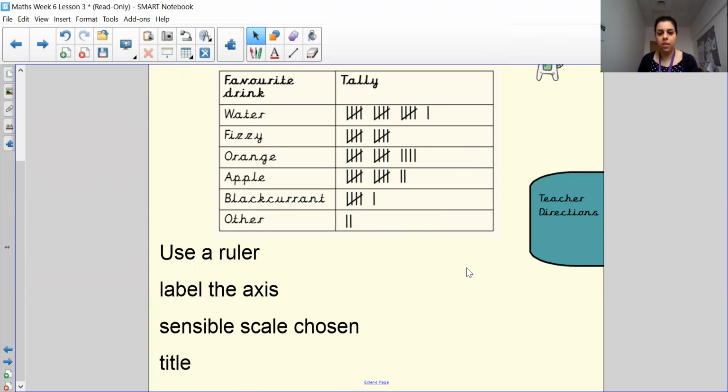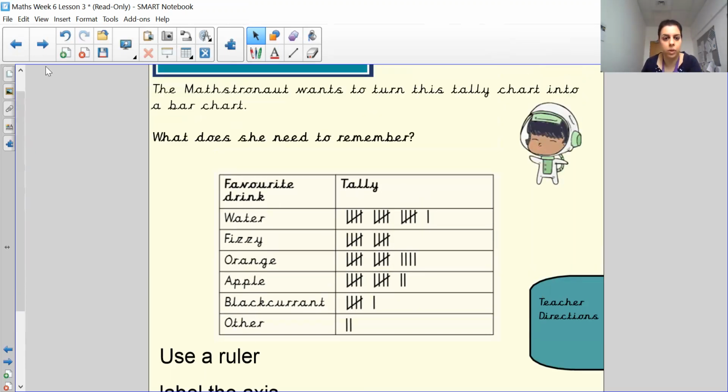There we go. They are the main things for her to remember. If you've added anything else, fantastic. Add that to your list and then put that onto Tapestry with your work and I'll see what else you've added. But that's what I'm going to include in mine.